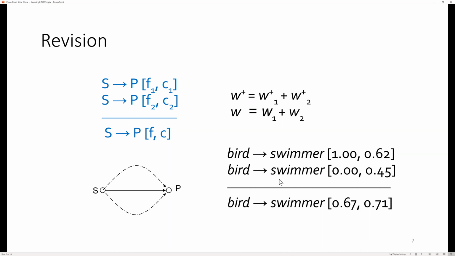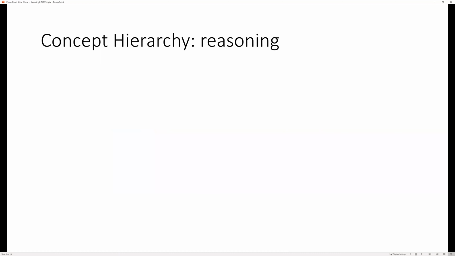So this is an example. You have a positive, you have a negative, then you get something like a weighted average, according to this formula, which is also pretty straightforward. And I guess we've already seen this many times.